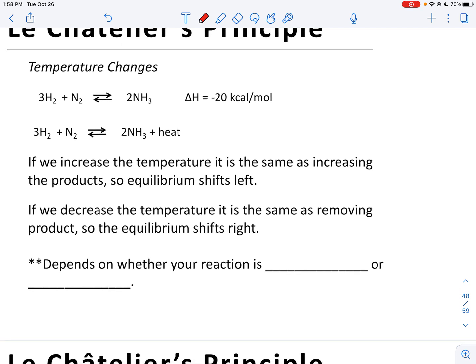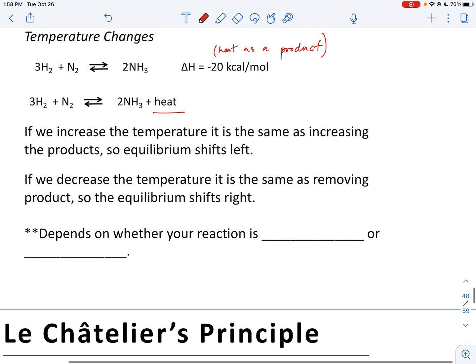Temperature changes. So here we have two equations. We have hydrogen and nitrogen makes ammonia, NH3, and we have an associated delta H with it. Our delta H is negative, which means that heat is produced in the reaction. So we're thinking of heat or energy here as a product. If heat is produced in the reaction, we could rewrite our equation to say plus heat.